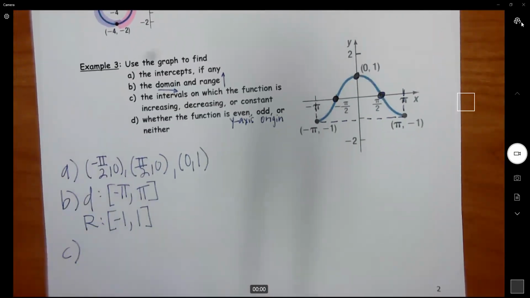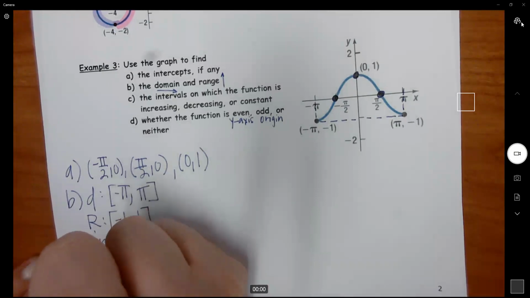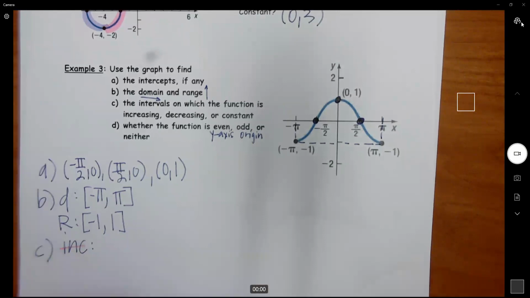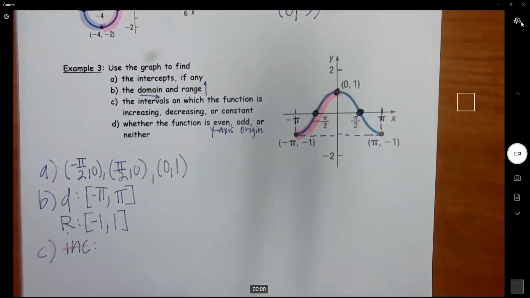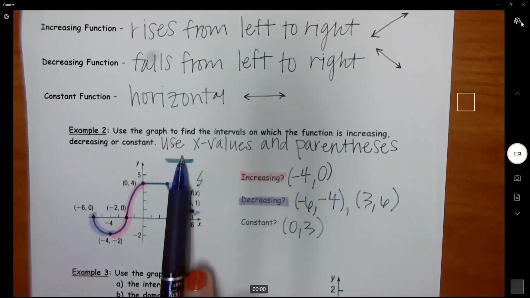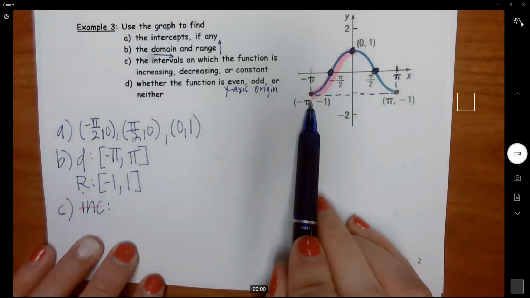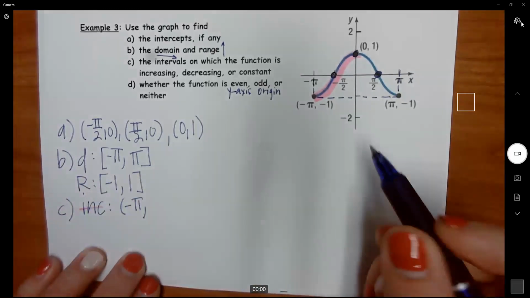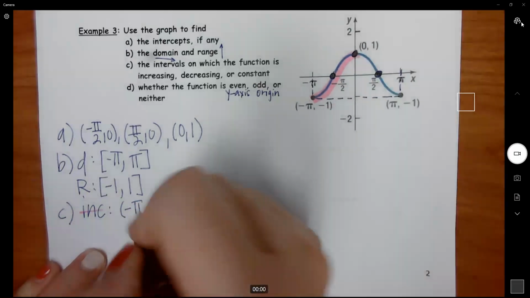So the intervals on which this is increasing, decreasing, and constant. Where is this increasing at? It is increasing from here to here. And when we go over increasing, we use x values in parentheses. So it's increasing from this x value of -π to right here when x is 0.